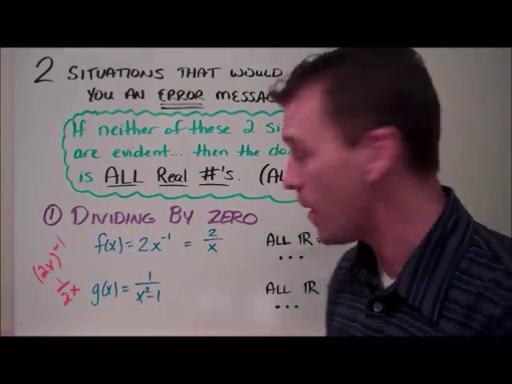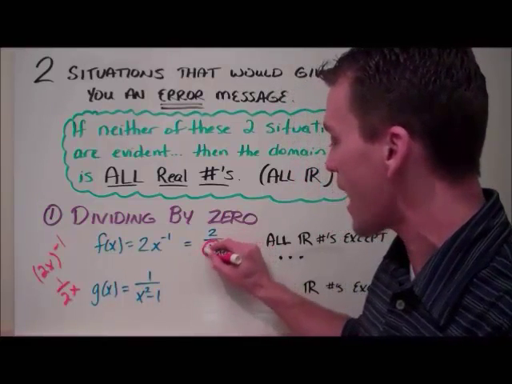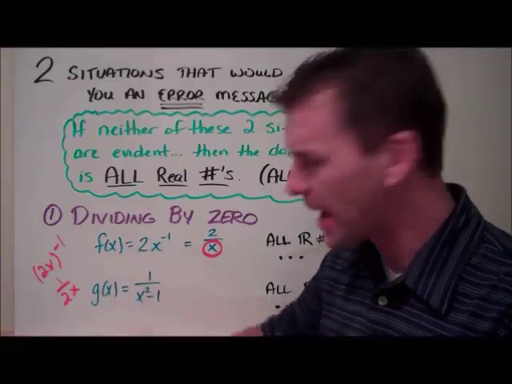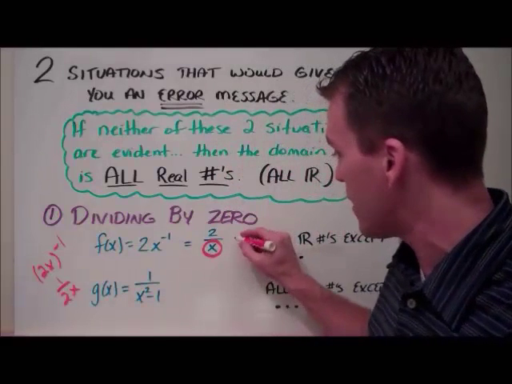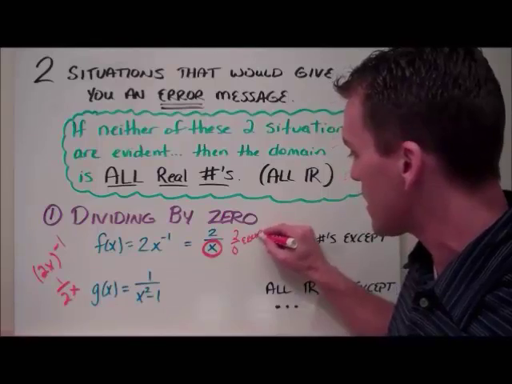So take a look. Uh-oh, I have a situation where I could be dividing by 0. So I could put anything into this function, any real number, except I cannot put 0 in there, because if I put 0 in there, guess what? I have 2 divided by 0, and that is no good.